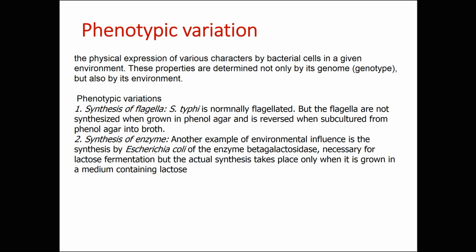Synthesis of enzyme is another example of environmental influence. Escherichia coli synthesizes the enzyme called beta-galactosidase, necessary for lactose fermentation. But this synthesis takes place only when it is grown in a medium containing lactose, such as MacConkey or Endo medium.